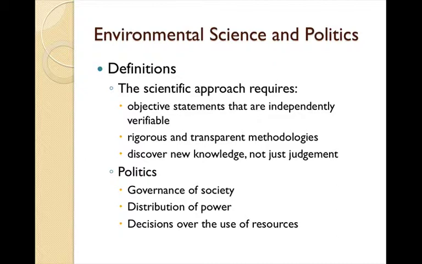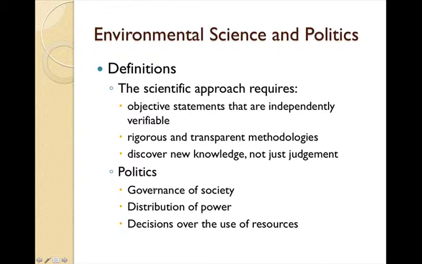All right, so these are very solid scientific principles I've been laying out, but now how does this environmental science relate to politics? So just a couple quick definitions. The scientific approach requires objective statements, being able to independently verify that. Rigorous and transparent methodology, and by rigorous I don't mean hard, it just means well described, very tight methodologies. And then the point is to discover new knowledge and not just judgment about that. So the scientific approach requires that we develop new knowledge.